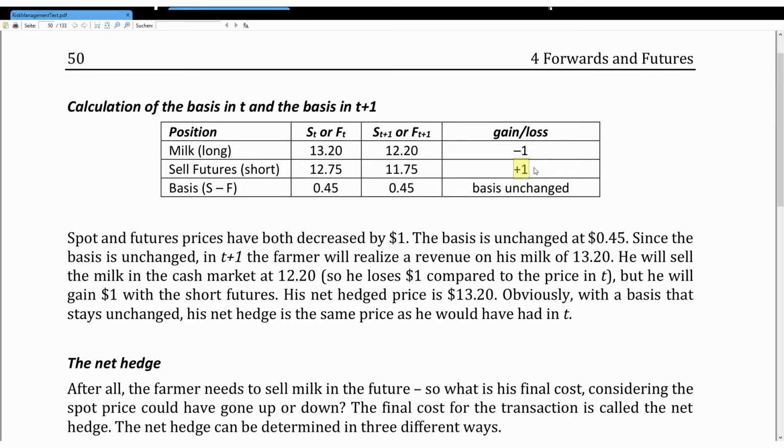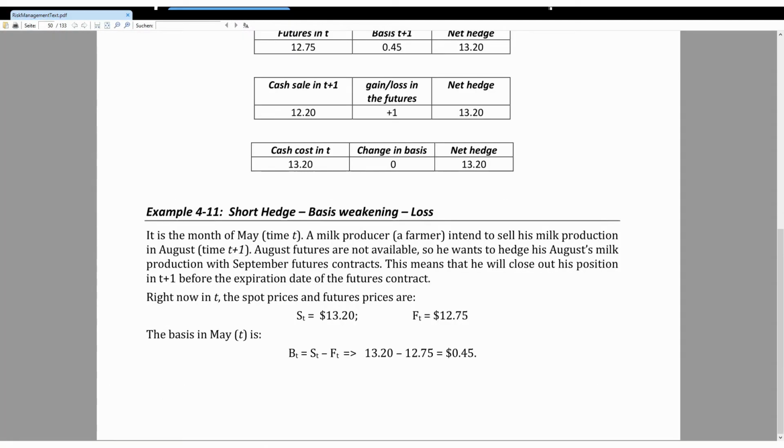So the dollar that he wins is the dollar that he loses in the spot transaction, which means the basis doesn't change, and that also means he's actually selling at a price of 12.20, plus he's winning $1 in the futures position. If we put that together, he's selling the milk in total for 13.20, and that would be the price that he had in the beginning, in time t. Obviously, with a basis that stays unchanged, his net hedge is the same price as he would have had in time t. So let's look at a second example.